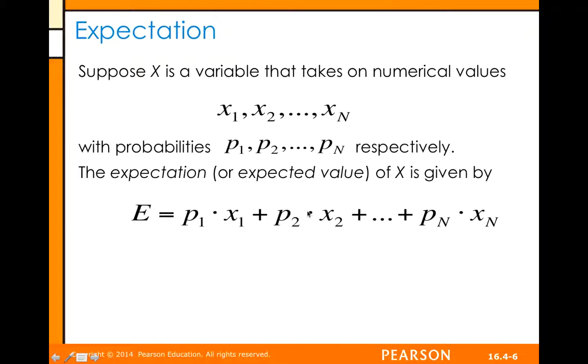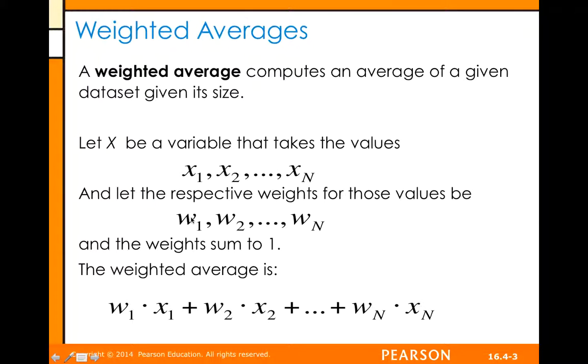The expected value is given by this formula: value times its probability plus value times its probability plus etc., all the way until you're done. Notice that if we just replace a P here with a W, then we get exactly this. So expected value looks just like a weighted average, except the weights are probabilities now. But otherwise it's the same idea. You take value times its weight, value times its probability, and add.